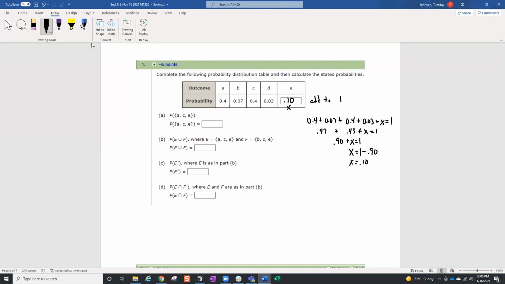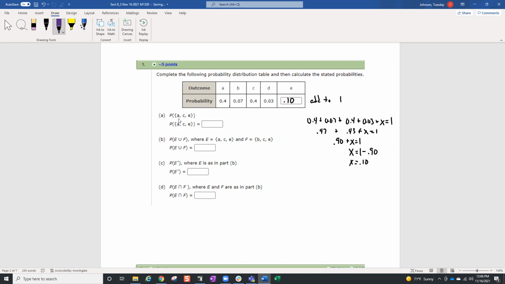And you can call it 0.1 because the 0.4 just has 1 decimal, but I left this at 0.10 because we had 2 decimals here. So either one will be good. Now, once you get this probability distribution filled in, make sure you got that one right, because all of these are building on this table.